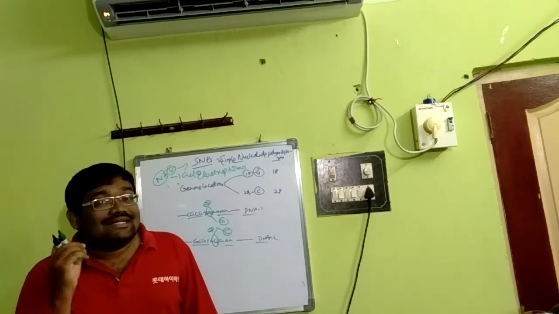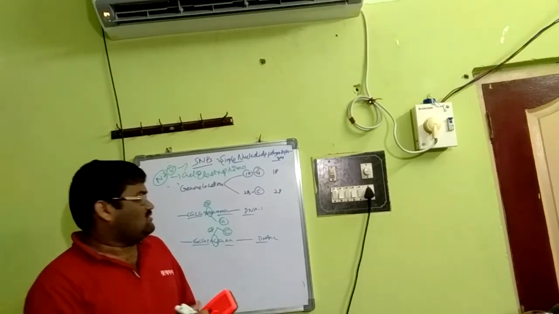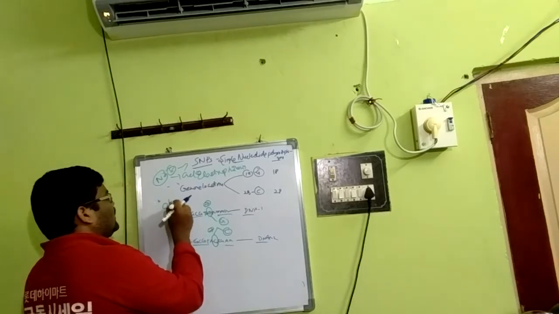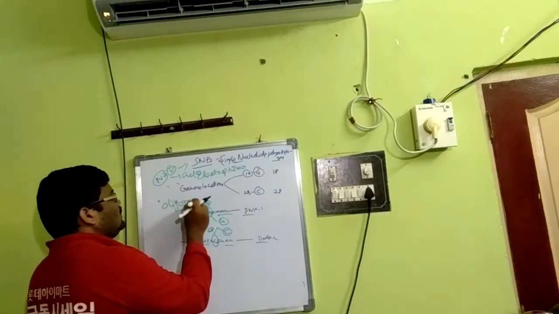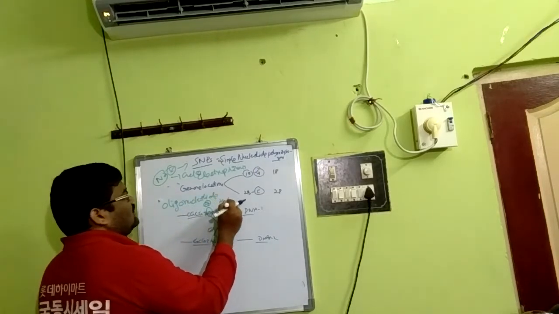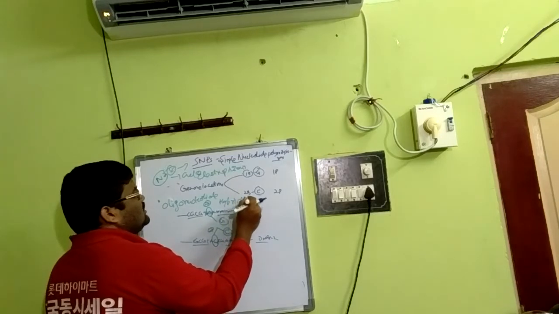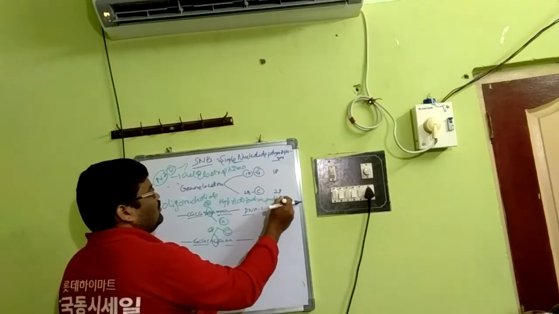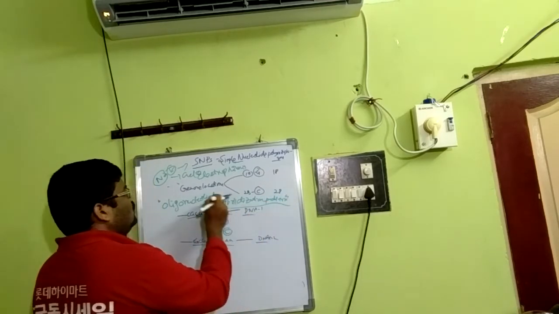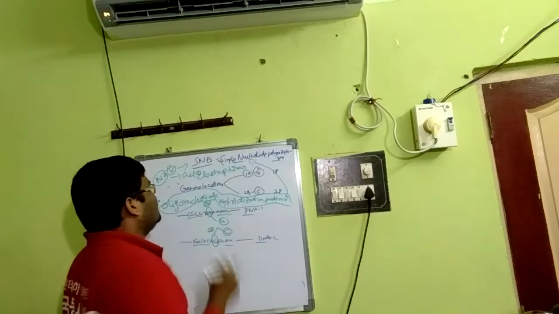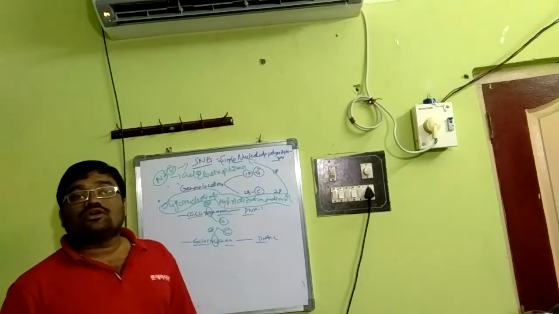And what is the technique for detection? This is an important point. It is called oligonucleotide hybridization pattern. This is a very important point. The oligonucleotide hybridization pattern will detect the single nucleotide polymorphism.